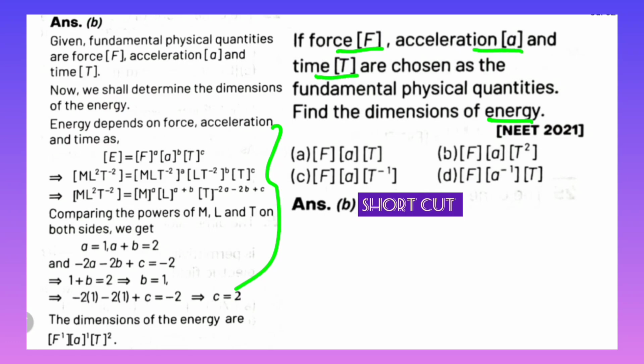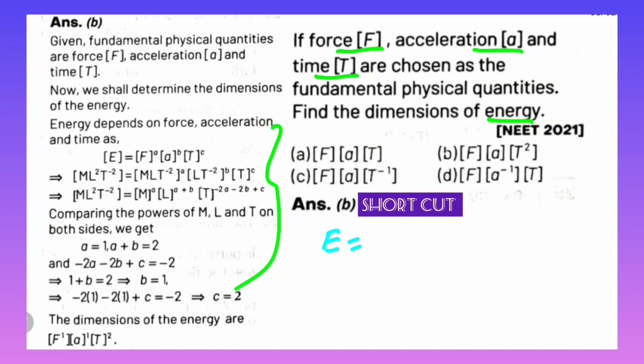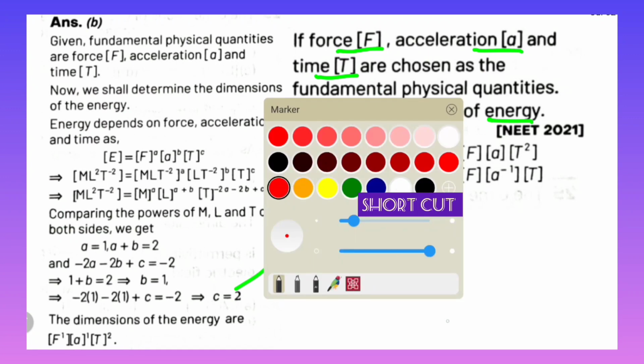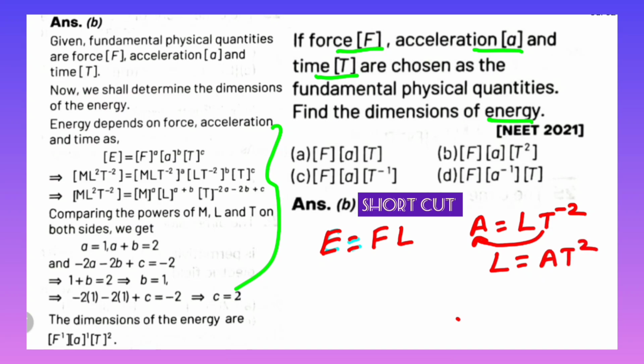So for that, what we have to do, you all know energy is equal to work done, which is nothing but force into displacement. You all know acceleration has the dimensional formula LT power minus 2. If you take L at one place and send this time to the other side, it becomes at square. So that's the answer here.